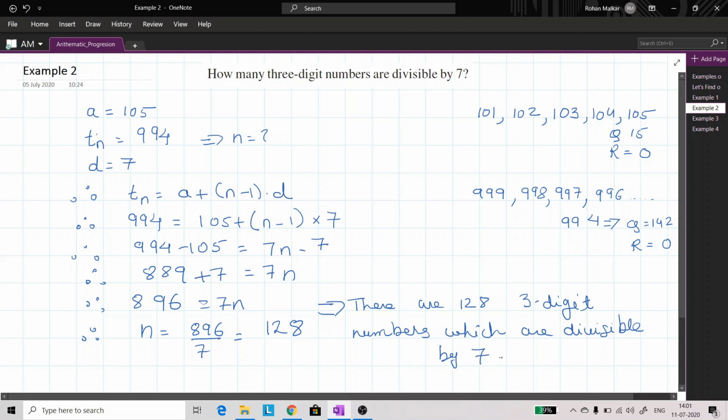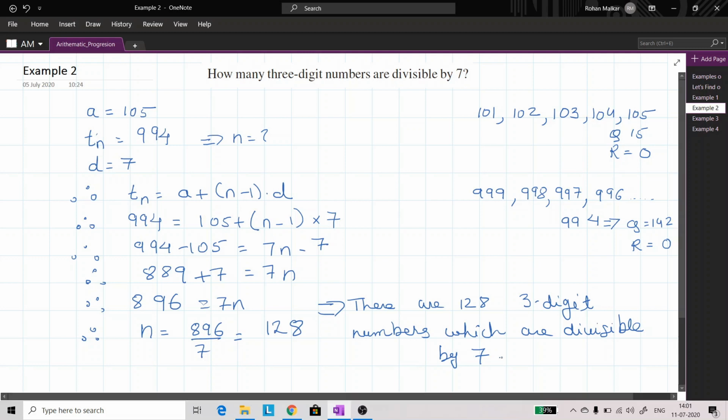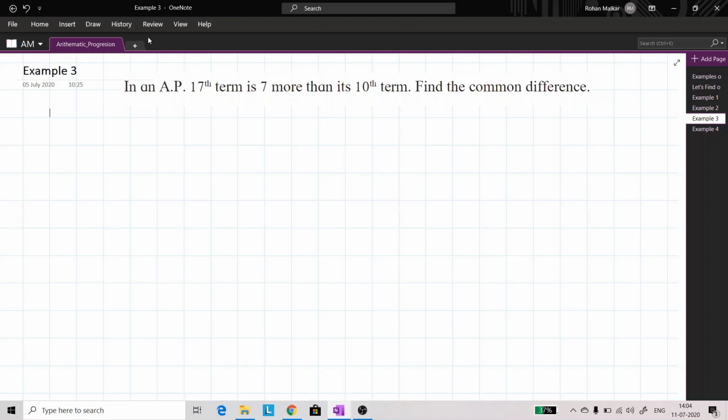So we can find out the n series. We can find out the Tn term as well as the number of terms as well using this equation. So let's proceed to the next question. So let's check out the next example.